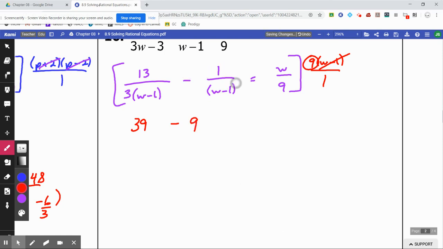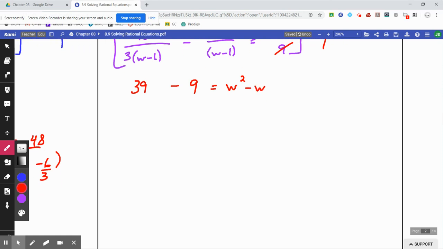Now my third term, I lost my 9. The 9 cancels with a 9 and leaves you with a w and a w minus 1. And if you would like to go ahead and distribute that, that'd be w squared minus w. So you have 39 minus 9, which is 30, equals w squared minus w.